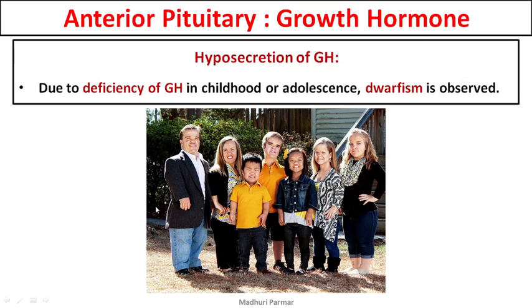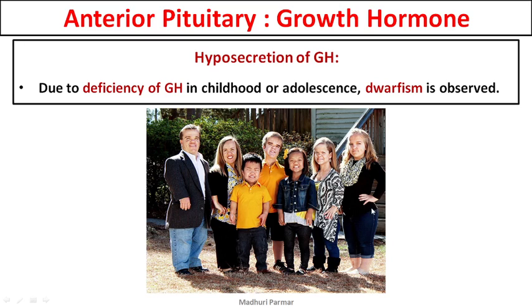Now let us discuss some problems or diseases related to growth hormone. If there is hyposecretion, secretion you know the meaning, right? Hypo means less. Wherever you want to say less or below, you say hypo. So hyposecretion of growth hormone means that there is less secretion or deficiency of growth hormone in childhood or adolescence, which means from let us say age 1 to 10 or age 1 to 16. During this time, if there is deficiency of growth hormone, dwarfism is observed.